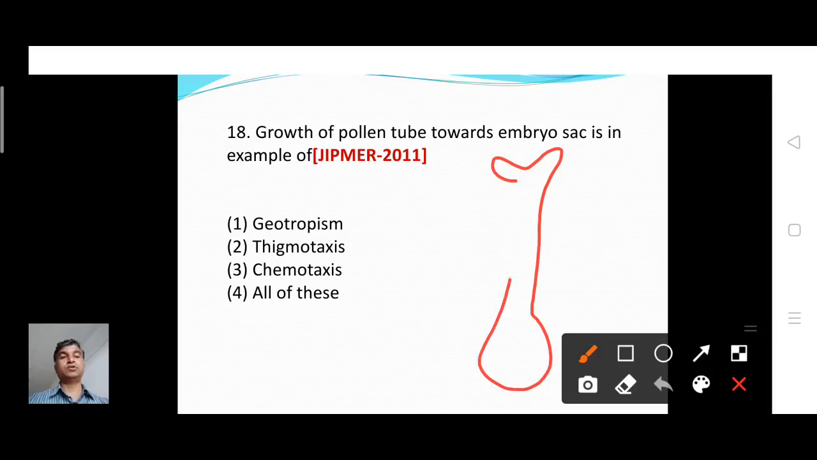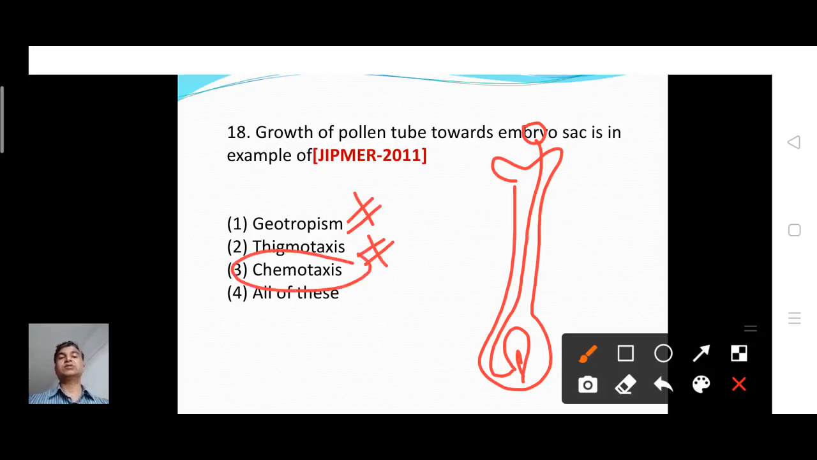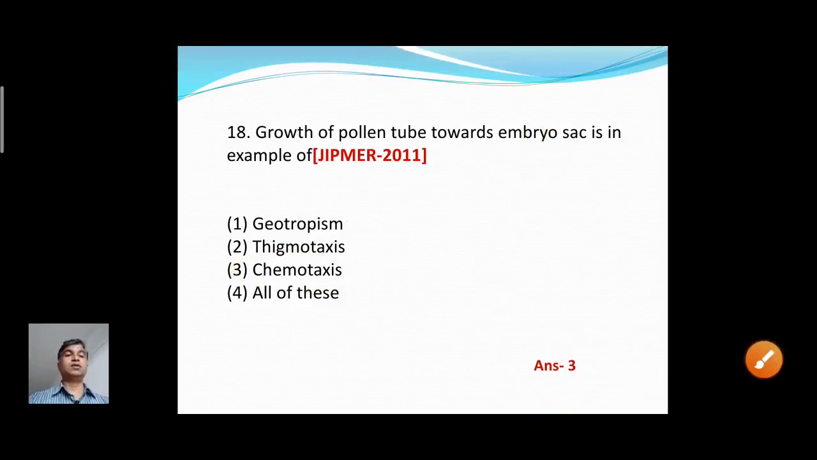This is the gynoecium, these are the pollen grains and this is the ovule. This pollen tube comes from here to here. So it is not geotropism, which relates to gravity, nor thigmotropism, which relates to touch. Chemotaxis, yes, this is the correct one. So this pollen tube is attracted toward the chemical which is present toward the embryo, meaning the synergid, that is a calcium boron inositol sugar complex. So the straightforward answer is the third, chemotaxis, the movement of the pollen tube toward the chemical.